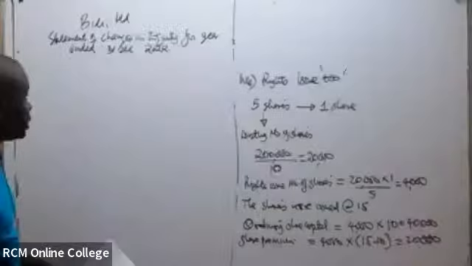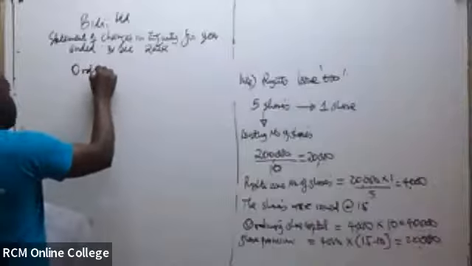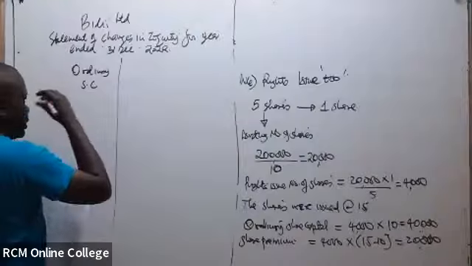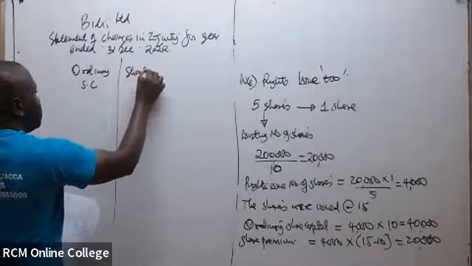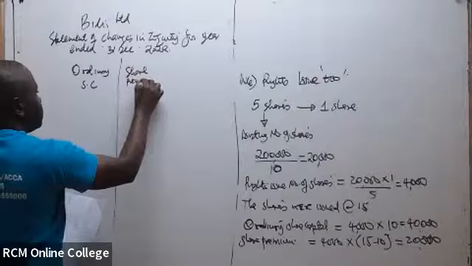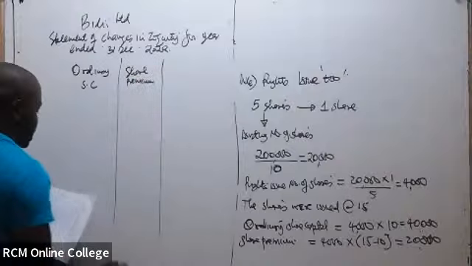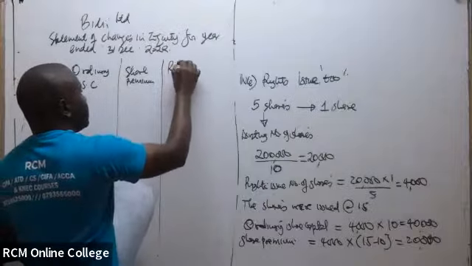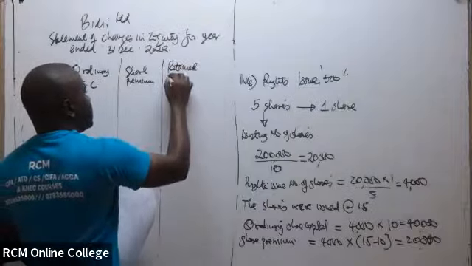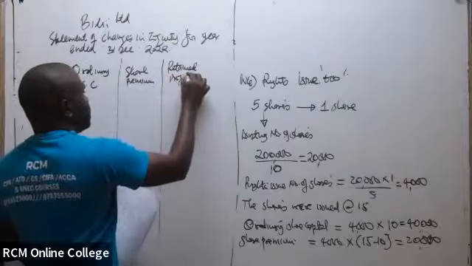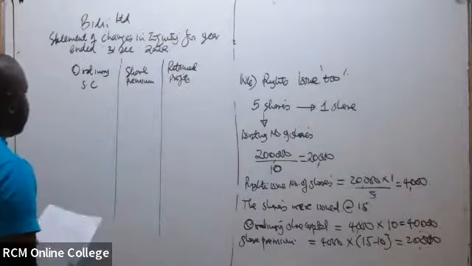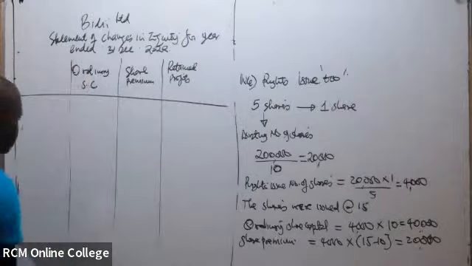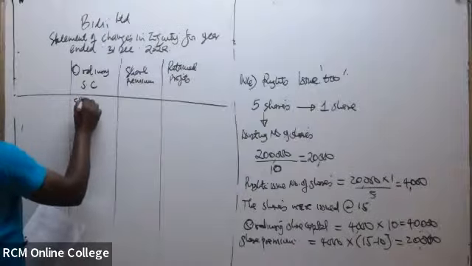In this case, we have ordinary share capital. We have share premium. And we have retained profits. Of course, we can do that. Our shillings are in thousands.